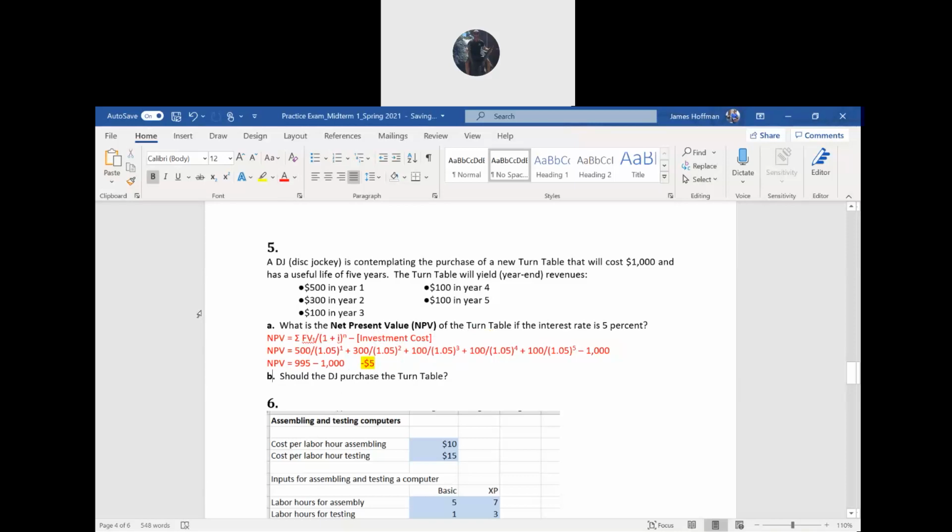Okay, and so B, should the DJ purchase the turntable? You can see that if the present value comes out negative, that means the $1,000 investment wasn't worth the payments we got in return. So no.